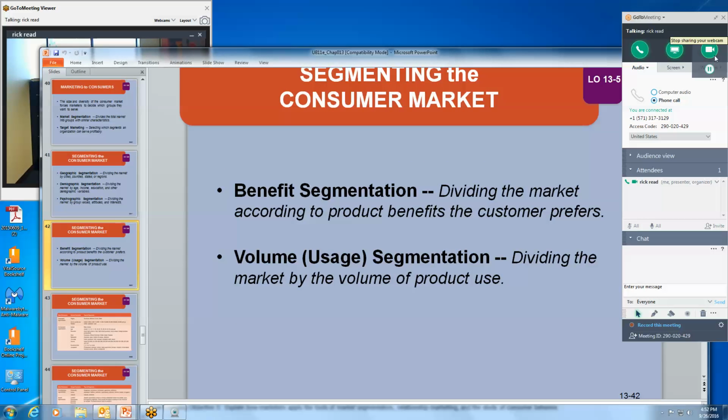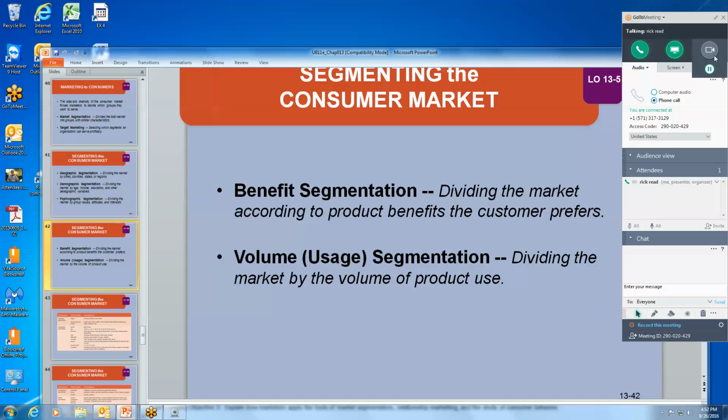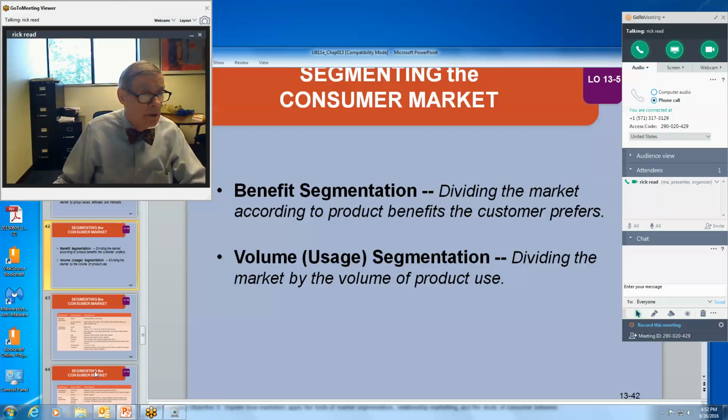Then we have also benefit segmentation and volume segmentation. I'm not going to spend a lot of time on either of those.